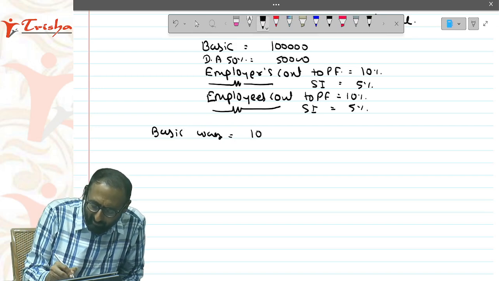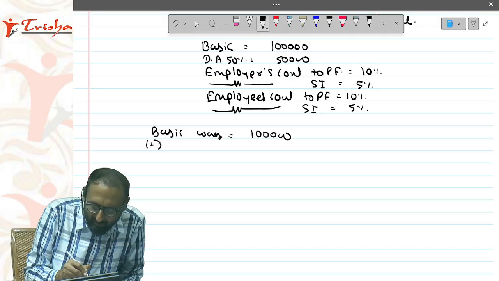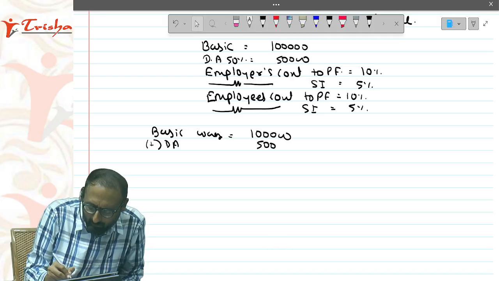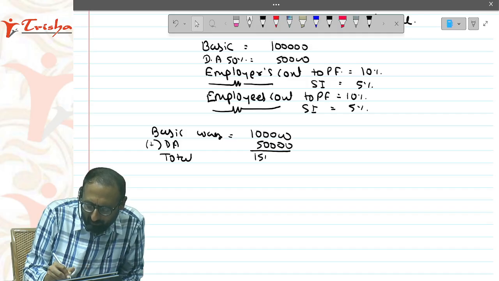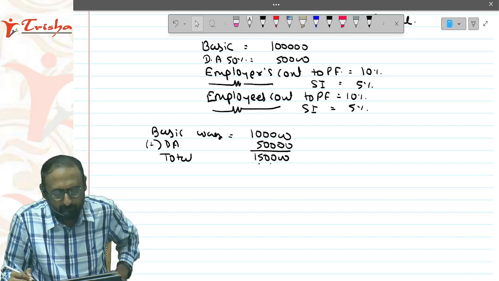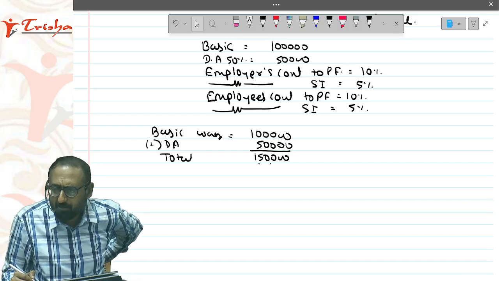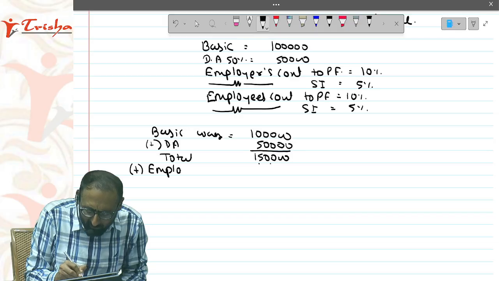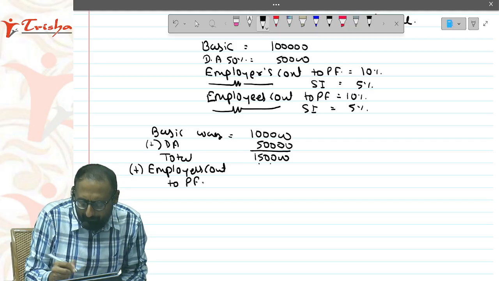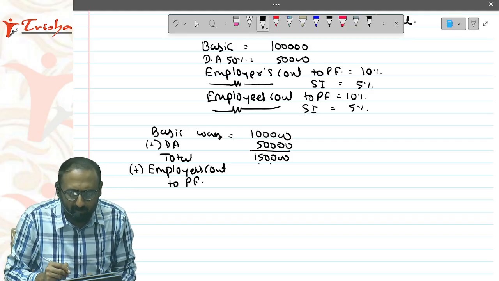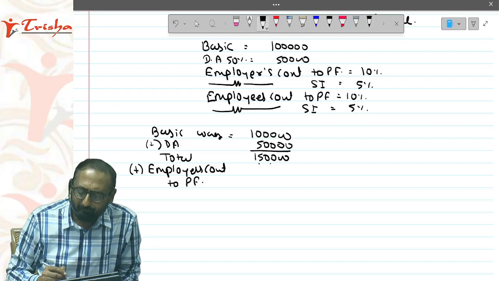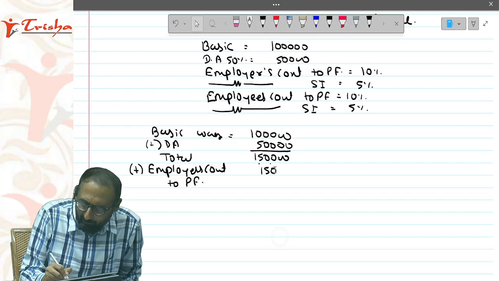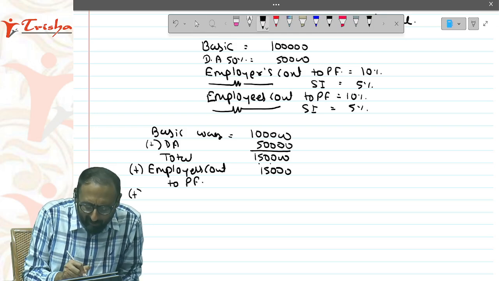Basic wages will be your 1 lakh. Add a dearness allowance 50,000. Basic wages plus dearness allowance will be your total wages. 1,50,000 will be your total wages. In that 1,50,000, you'll have to add employer's contribution to provident fund. It is 10%. 1,50,000 into 10%, guys. Is it 15,000?